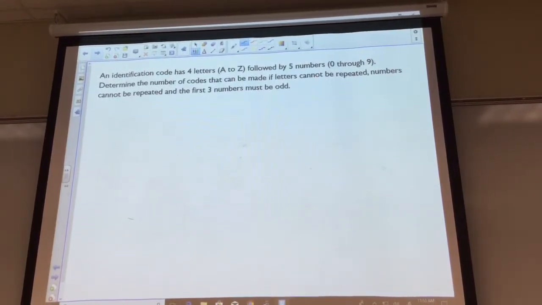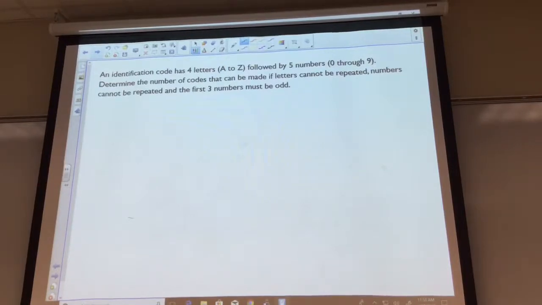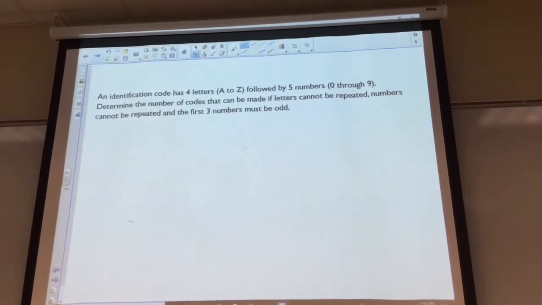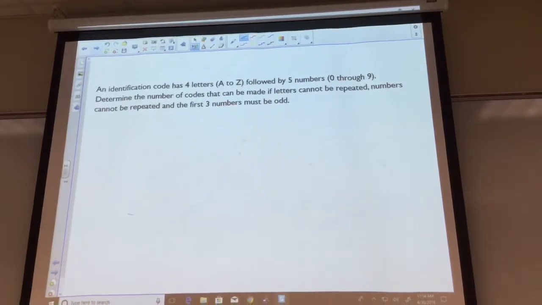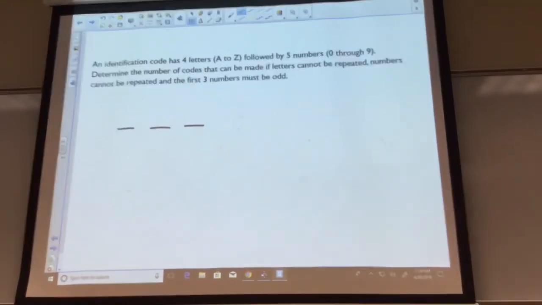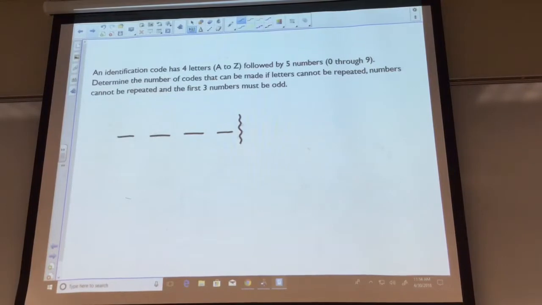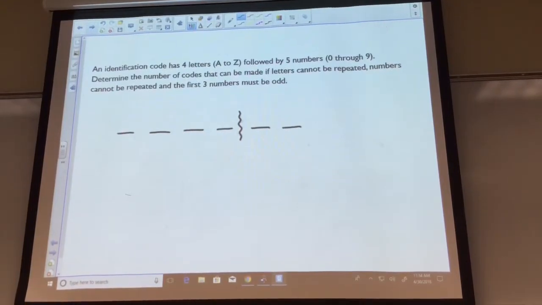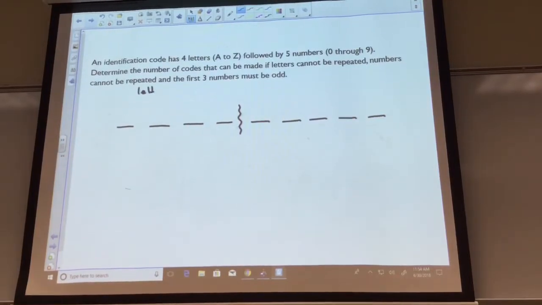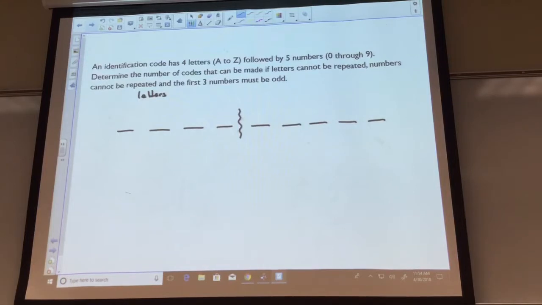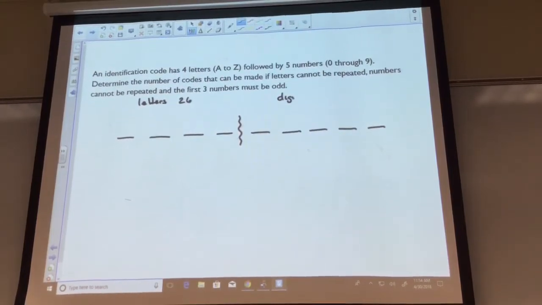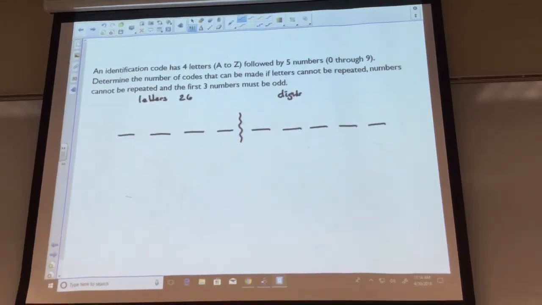So in this particular case, we have to get an identification code. An identification code has to have letter, letter, letter, letter, and then it has to have number, number, number, number, number. So how many letters do we have to select from? And how many numbers or digits do we have to select from?